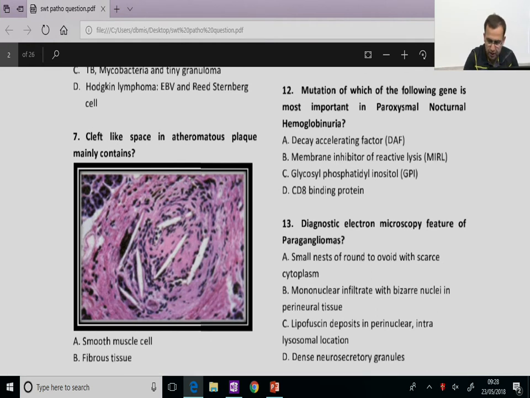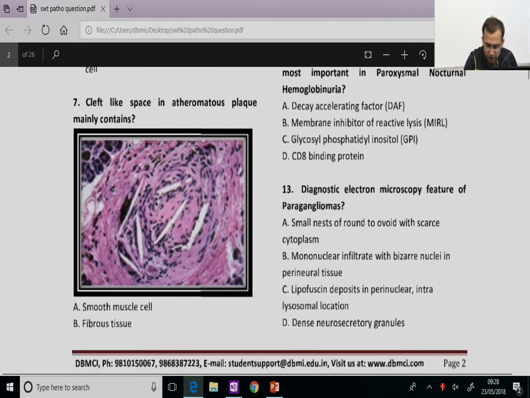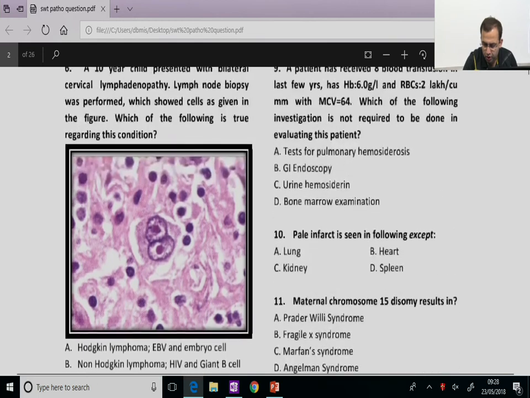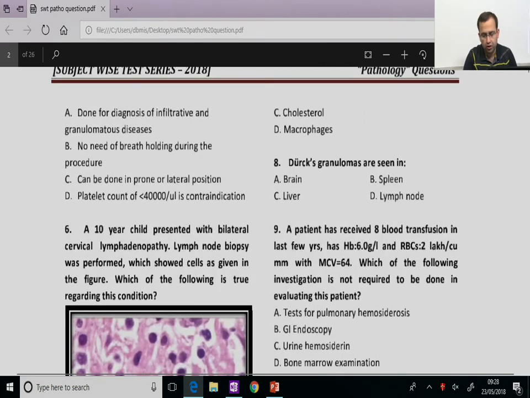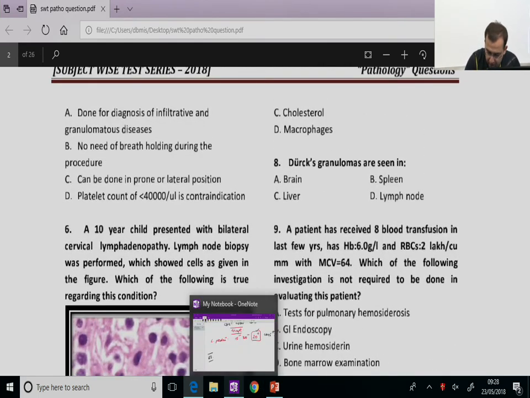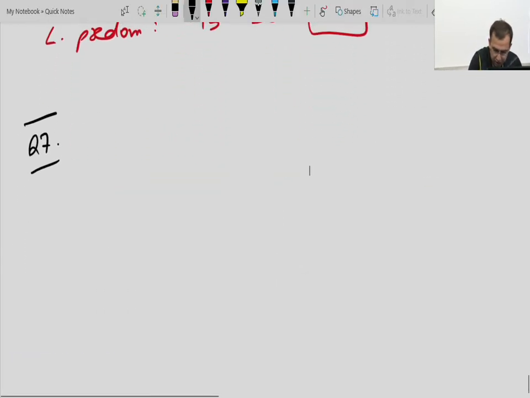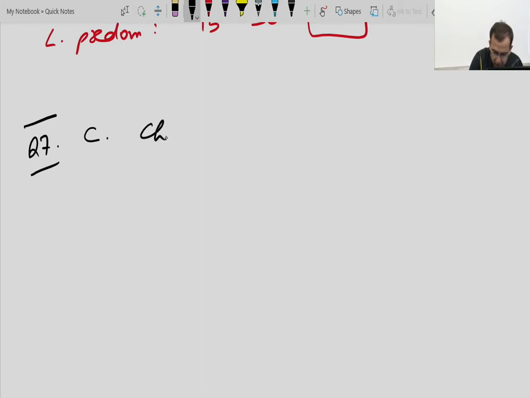Cleft-like spaces, that is, the white spaces in an atheromatous plaque. It's not smooth muscle, not fibrous tissue, no. It is cholesterol. So for question 7, the answer is C, that is cholesterol.